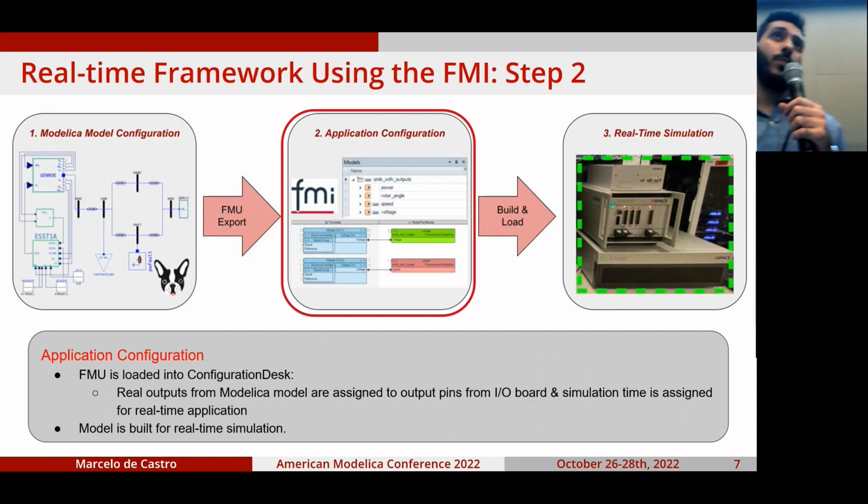Then we go to step 2, in which we import the FMU that was generated using the Modelica model and Dymola. In this case, it's a co-simulation FMU, FMI 2.0. And the FMU is loaded into ConfigurationDesk, so you don't need to configure anything else. You just need to load it there, and just put the outputs into your I/O board. So if you want to read those, you just link them, right?